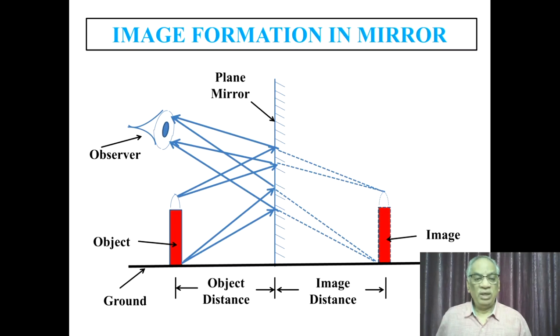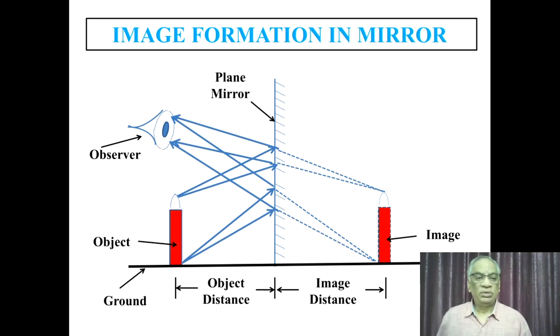Similarly, for intermediate points also, all the angles of reflection we consider follow the same principle, and the image forms as a vertical but virtual and laterally inverted image. If it is a round-shaped object, then lateral inversion is difficult to identify.